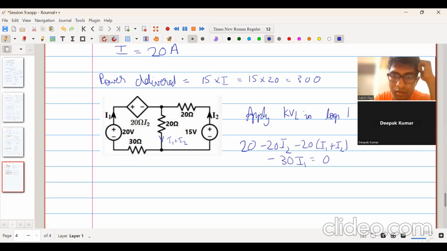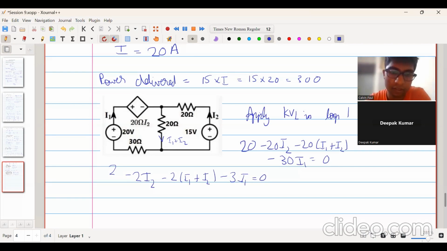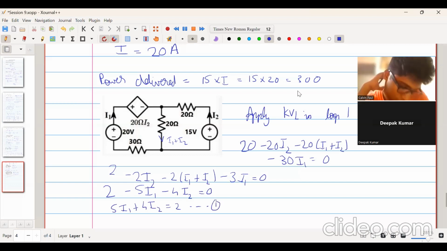Okay. What I do is I divide by 10, because it is common. So I get 2 minus 2 I2 minus 2 into (I1 plus I2) minus 3 into I1 is equal to 0. So I get 2 minus 5 I1 minus 4 I2 is equal to 0. So I get 5 I1 plus 4 I2 is equal to 2. This is my first equation.